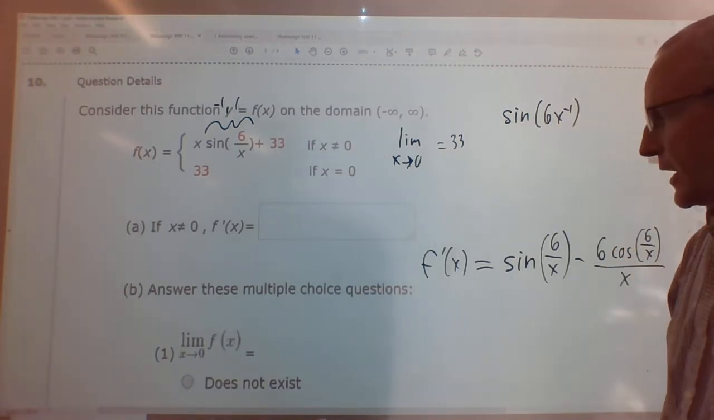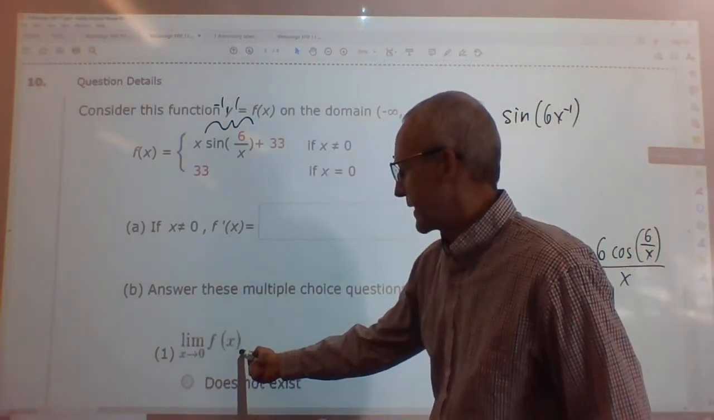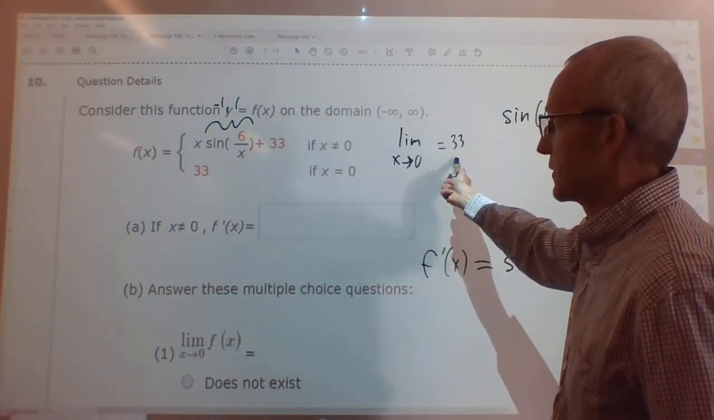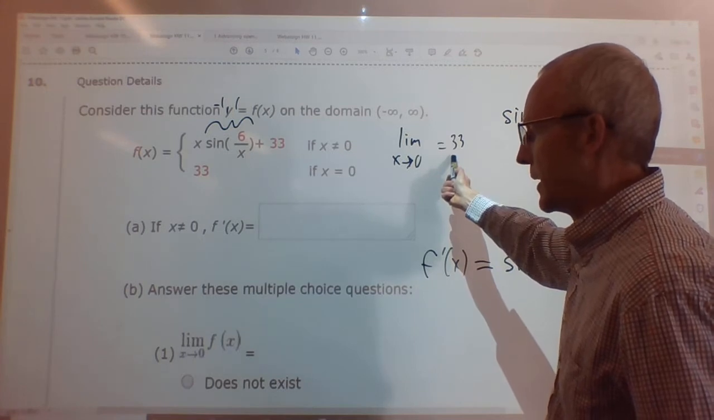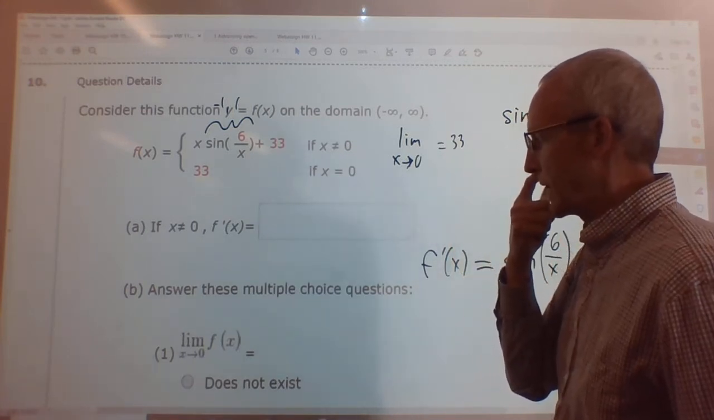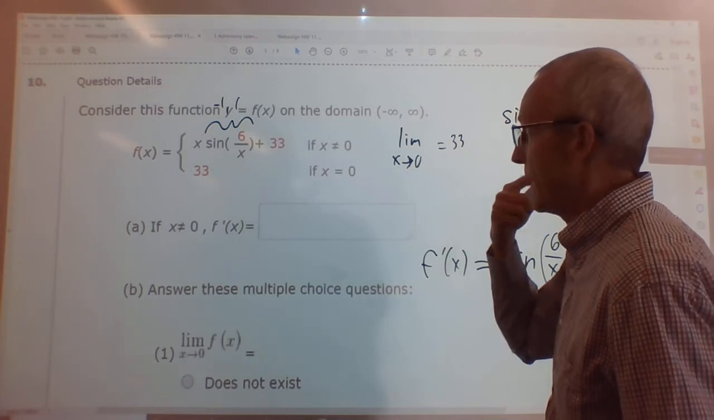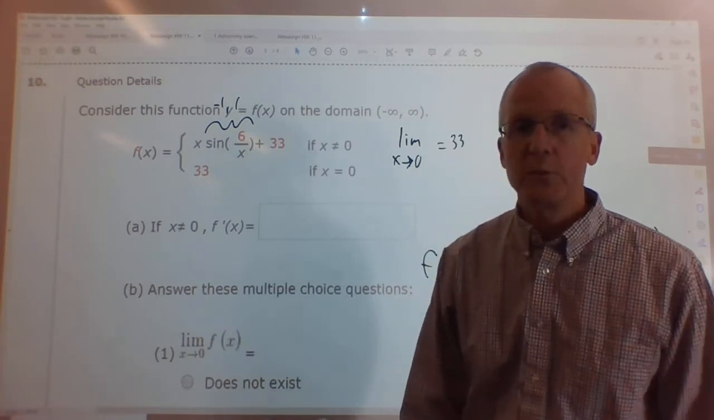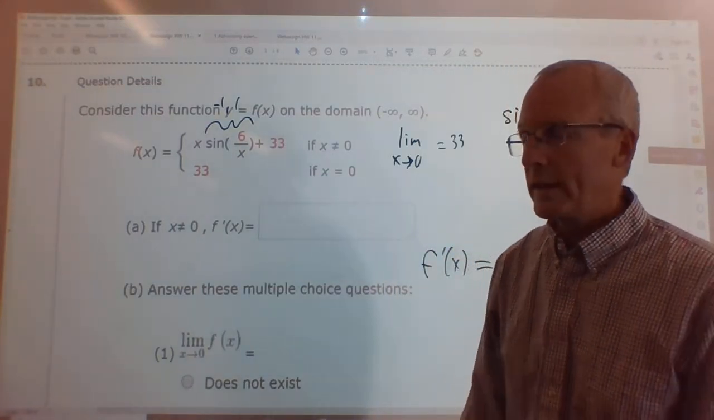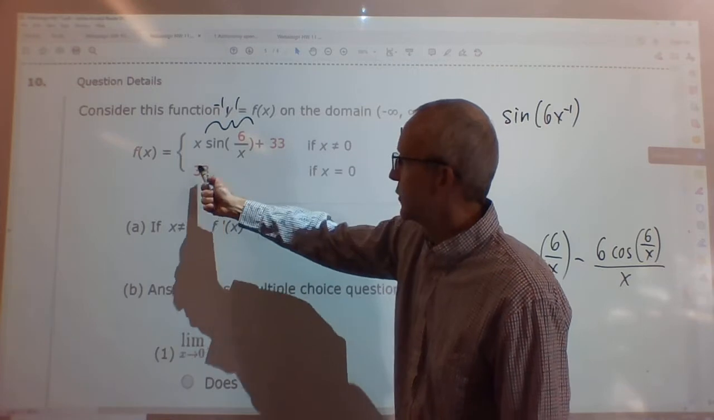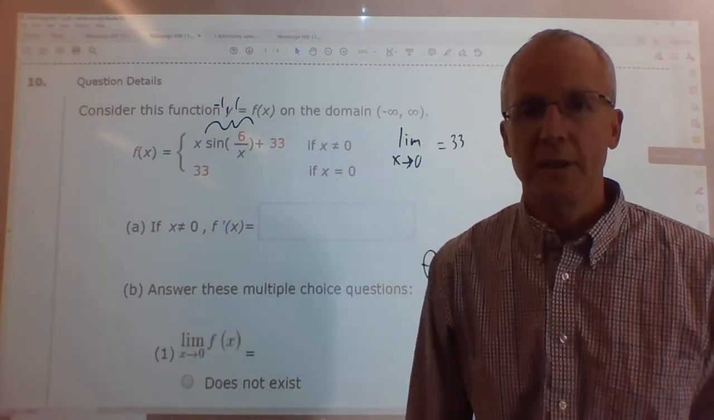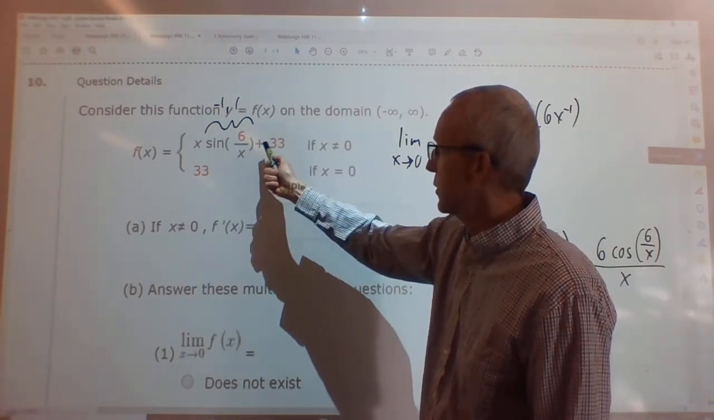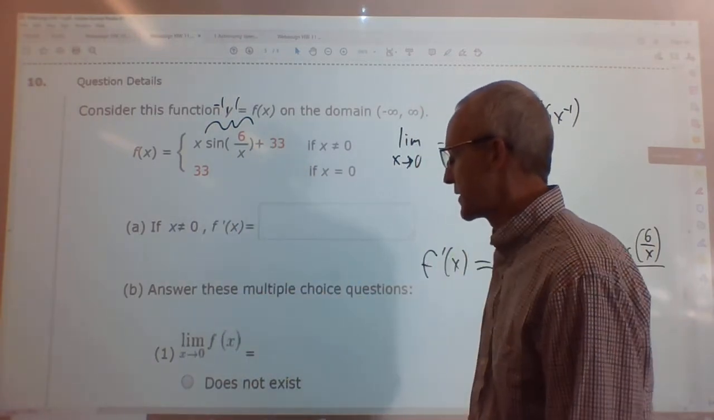So let's see. Limit as x goes to 0 of f of x. Okay, I already said that. As x goes to 0, it goes to 33. So, yeah, it goes to 33. Which means it goes to what it is, and that's when something is continuous, when the limit as it approaches something is equal to the function at that thing. That's the definition of being continuous at a point. If the limit of the function, when it approaches 33, is 33, so it's continuous.